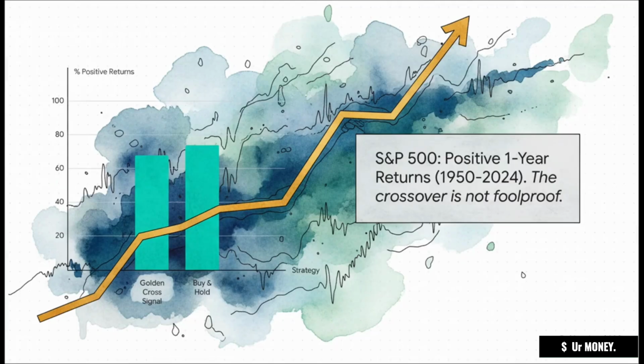But, and this is a really important but, we need some context here, a reality check. If you look at over 70 years of data for the S&P 500, the Golden Cross was followed by positive returns a year later about 68% of the time. Now that sounds pretty good, right? But just buying and holding the index over any random one-year period had a win rate of 74%. So what's the takeaway? The Golden Cross can be great for helping you sidestep major bear markets, but it is not some foolproof system for outperformance.